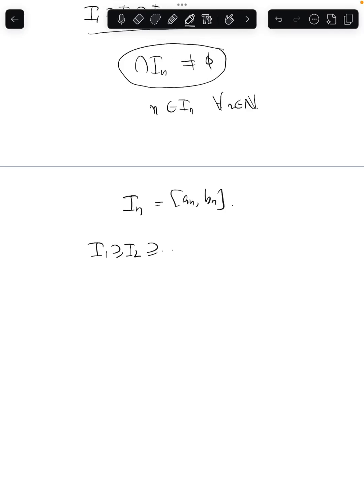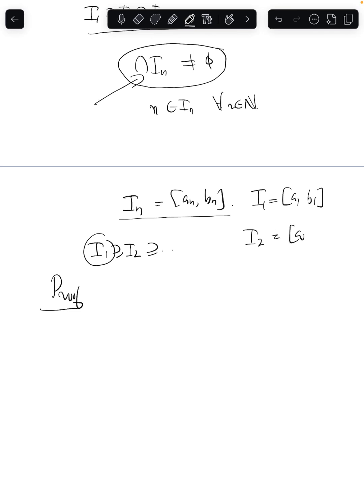We need to prove that the intersection of the In is non-empty. We know that In is the closed interval [an, bn], and I1 is a superset of I2, a superset of I3, and so on. We can draw these intervals. I1 is the biggest set, so we write I1 as the closed interval [a1, b1], and I2 as [a2, b2], which is contained in [a1, b1].